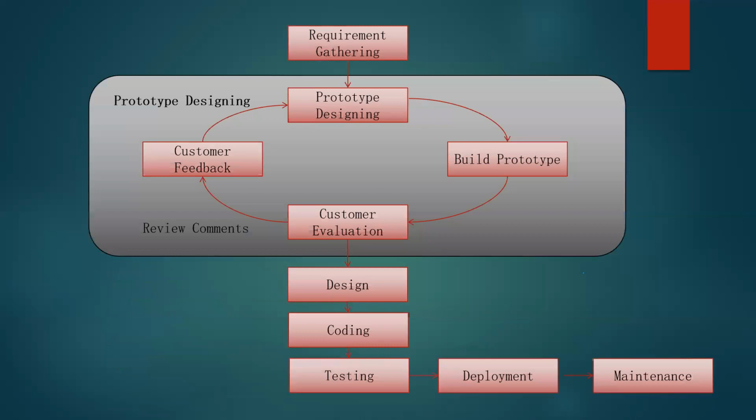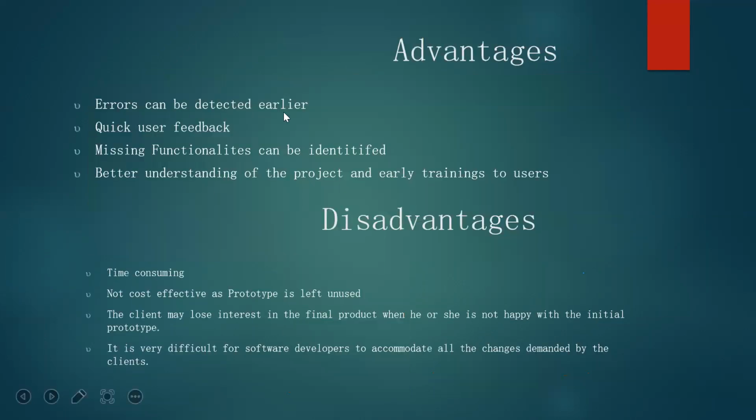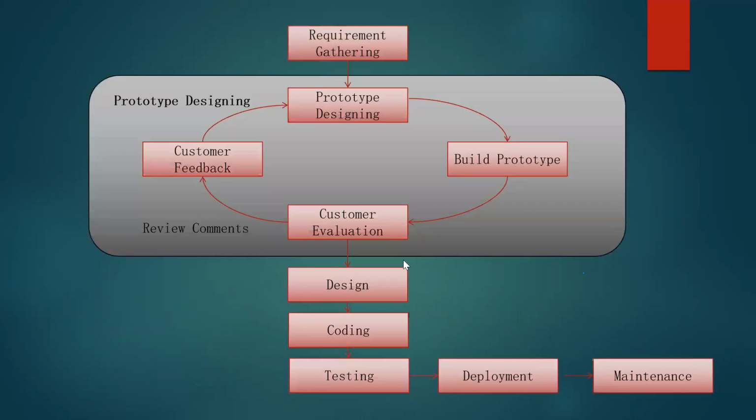So here itself in this prototype designing, they will get everything clarified, right? So they can concentrate more on their coding. In their coding, they will not be missing out any features. So obviously the errors can be detected earlier, there is quick user feedback, then missing functionalities can be identified. As we have quick user feedback, they will tell us, see, you have missed out these features, right? So at that time, we can fix it, and there is better understanding of the project and early training for the user. And this will be done before development of a program, right? Yes, before the designing phase itself, this will happen.